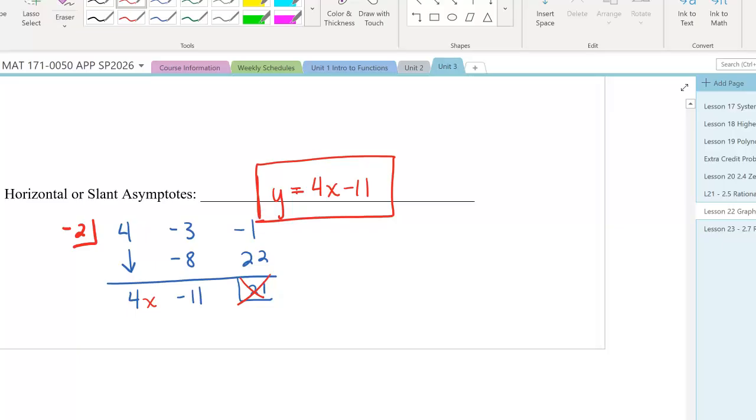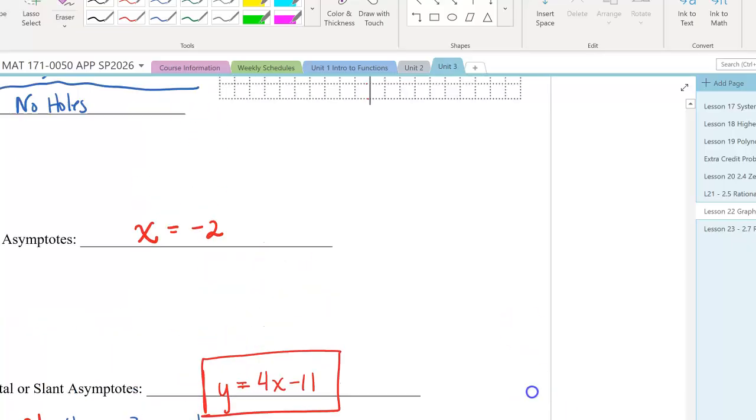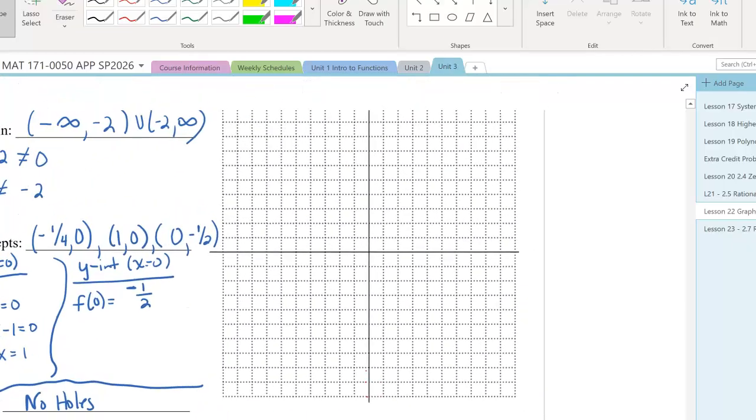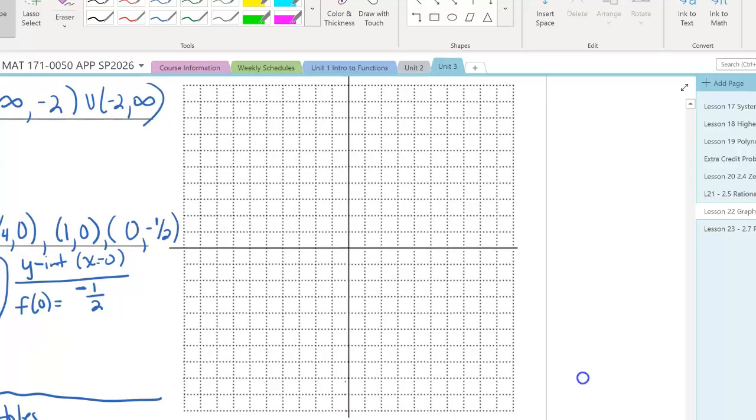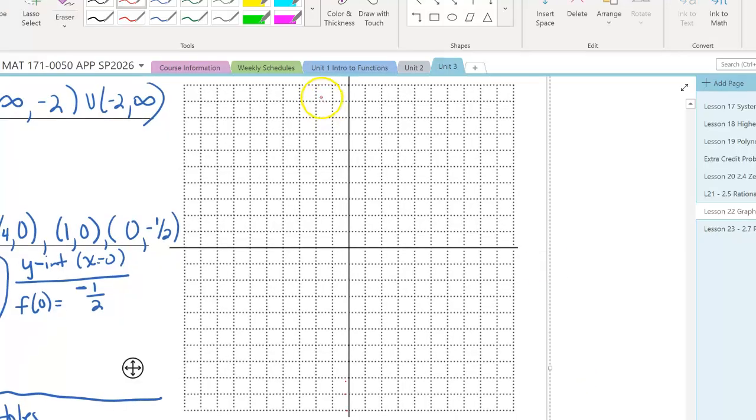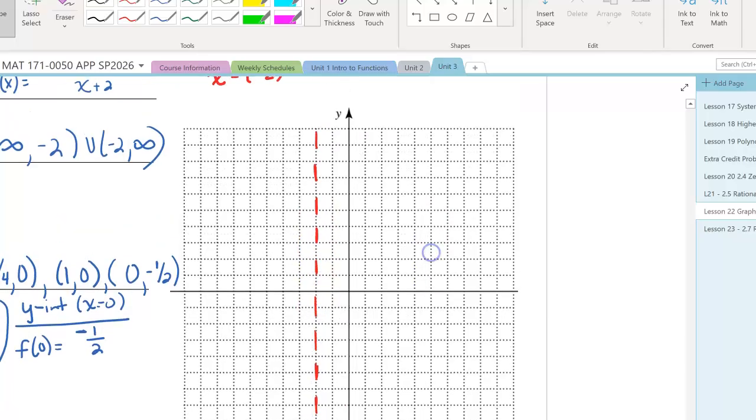All right, so let's go ahead and do a little graphing with the things that we do know. So we know that we have a vertical asymptote at y equals -2. I'm sorry, x equals -2. Getting everything backwards now. I think I've done too many of these in a row. So I'm going to label this as my vertical asymptote at x equals -2.